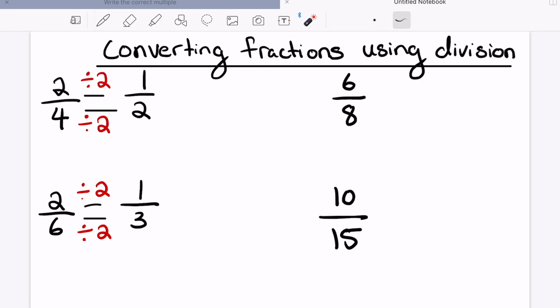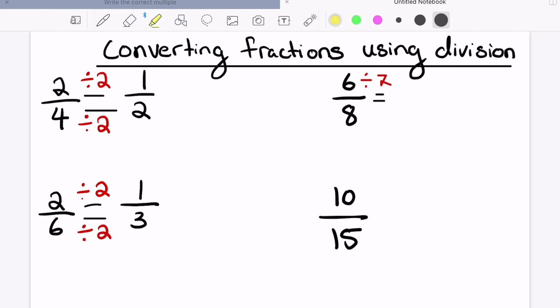So let's try again. Let's try the next one. 6/8. So we can also divide by 2. Let's try that, dividing by 2. 6/8. We're going to divide each number by 2. So 6 divided by 2.